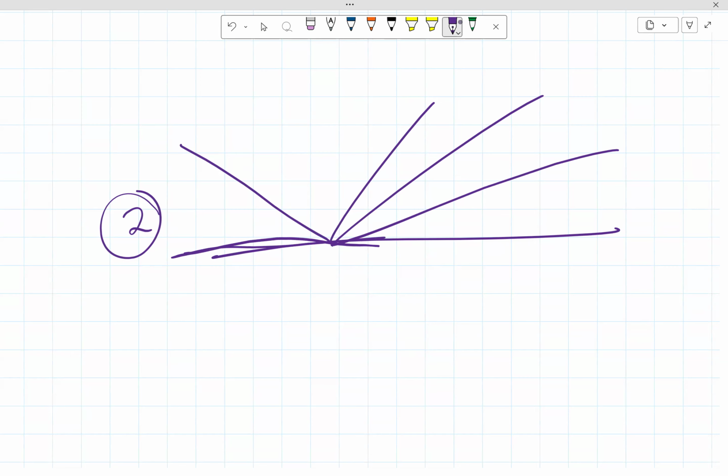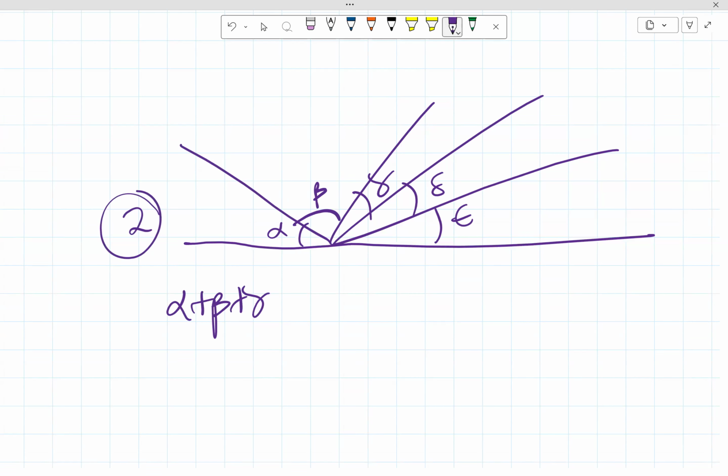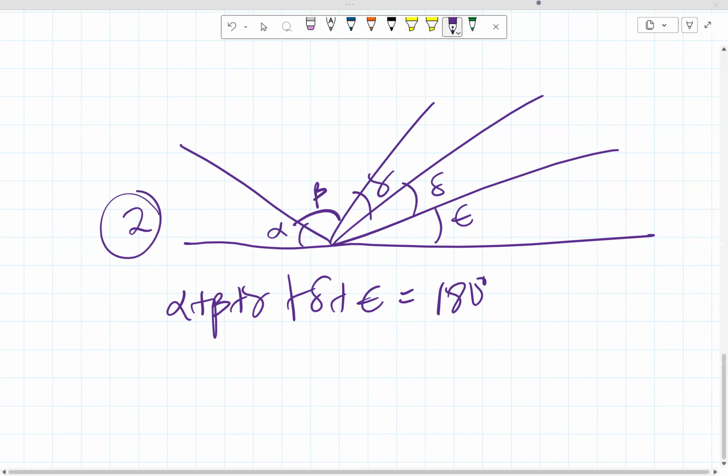Okay, as long as they all lie on the straight line. This may not look straight, but assume it is straight. So this is alpha, beta, gamma, delta, and epsilon. Because they're all on a straight line, let me draw the straight line properly so that it makes a bit of sense. Something like this. So we can say that alpha plus beta plus gamma plus delta plus epsilon is equal to 180 degrees. Those are some preliminary things we need to know.